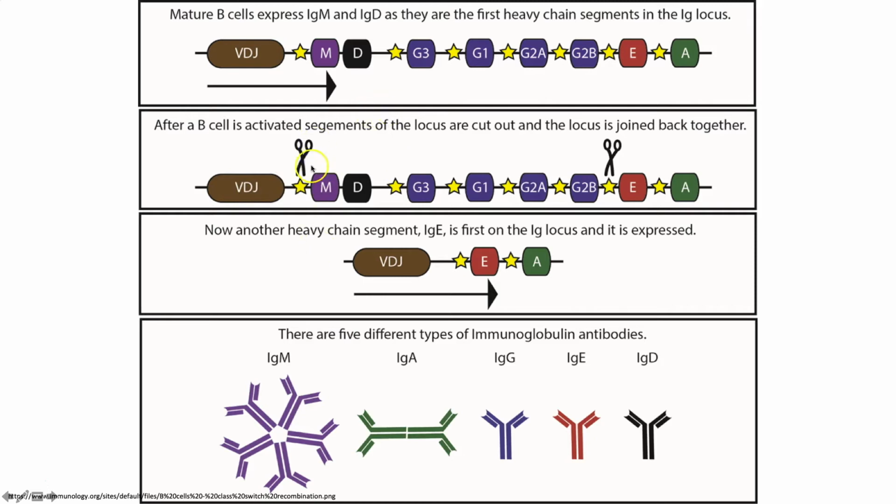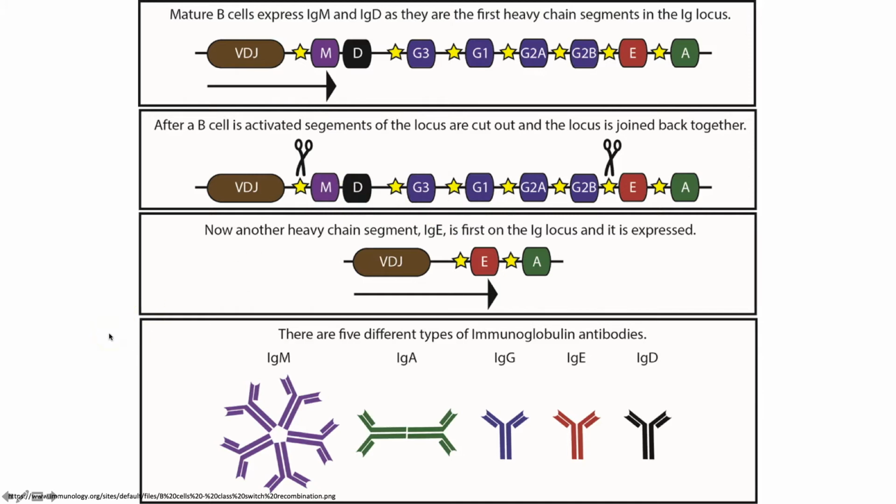And so you're going to cut out between these stars here, basically. I have another diagram in a second that actually shows you what it looks like. But you're going to cut out the section that you don't want anymore. And so, for instance, if you need to make an IgG1 antibody class, well, then you cut out this M, this D, this G3, and you're left with the next gene that you're going to actually code, which is G1. And so you cut out this piece right here.